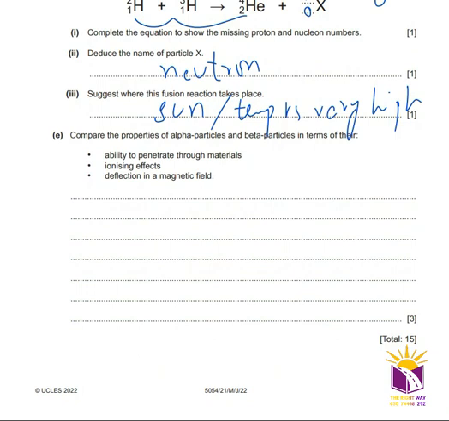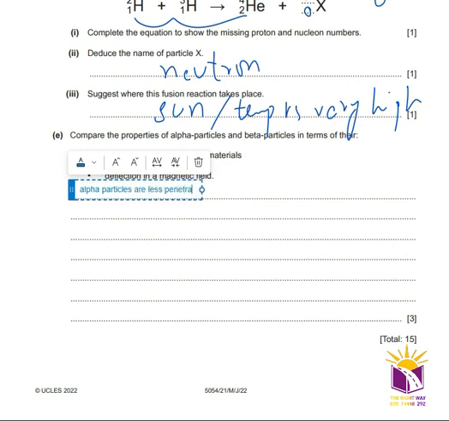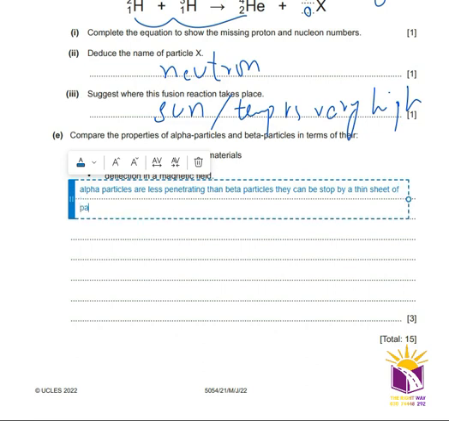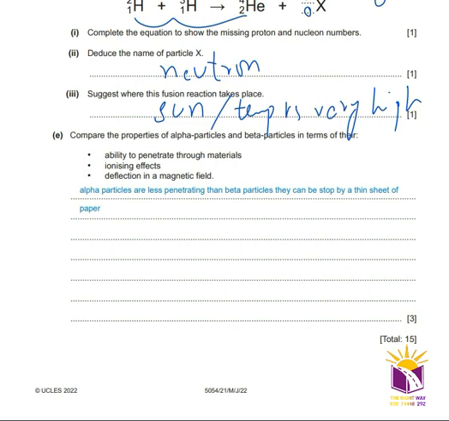Compare the properties of alpha particles and beta particles in terms of their ability to penetrate through material. So I am going to write the answers one by one. Alpha particles are less penetrating than beta particles. They can be stopped by a thin sheet of paper.